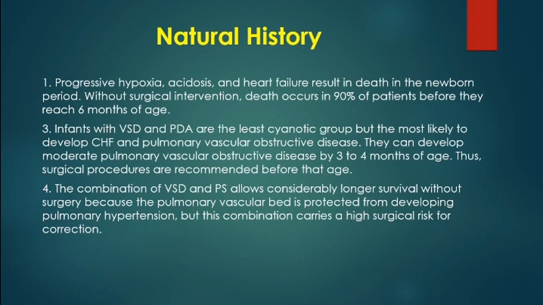Patients with VSD and PDA are less cyanotic and more likely to develop congestive heart failure, but these patients are more prone to develop pulmonary hypertension and pulmonary vascular disease early by the age of 3 to 4 months of age. So any surgical intervention is recommended to be done before this age.